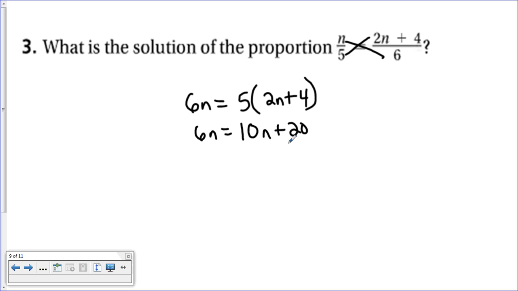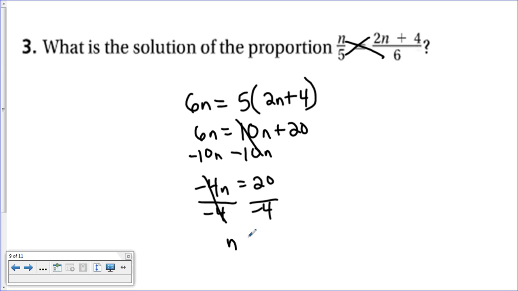Now, I'm going to do a little something different. If I move the 6 over here, I'm going to have to move the 20 over. That's 2 steps. So I would rather just move the 10. I know that now means we're going to be dealing with negatives, but that's fine. 6 minus 10 is negative 4n equals 20. Divide by negative 4. Those cancel. 20 divided by negative 4 is negative 5. So really not that much more difficult when you end up dealing with negatives. Just don't forget the negative. That's usually what gets most people in trouble.